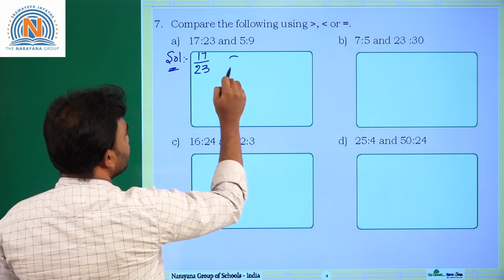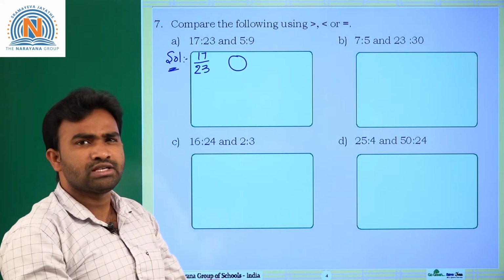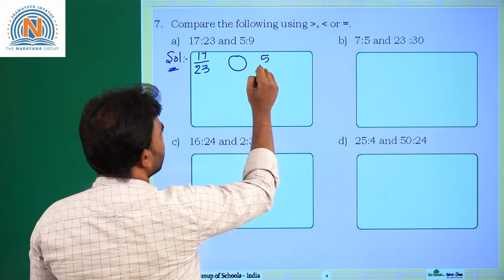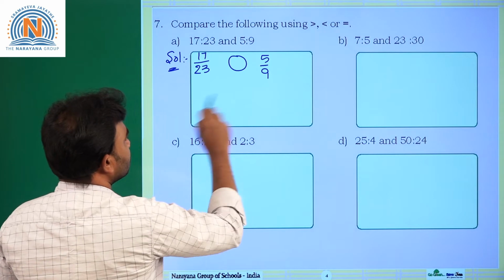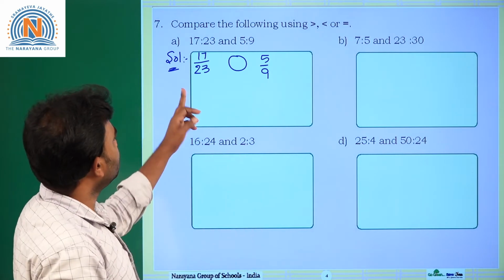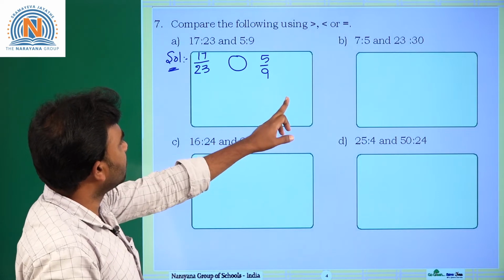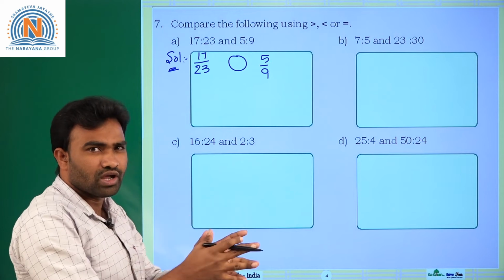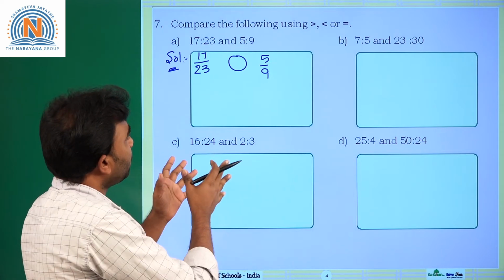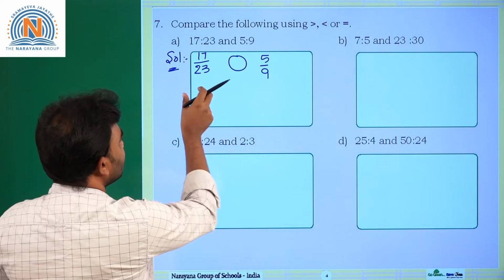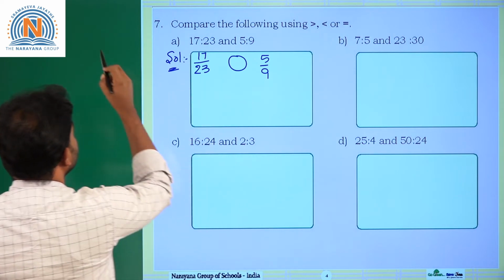17/23, and 5:9 can be written as 5/9 in fraction form. Are both the denominators the same? No, in this one 23 is there, in that one 9 is there. As the denominators are not equal, we cannot compare the given fractions directly. So, find the LCM of 23 and 9.